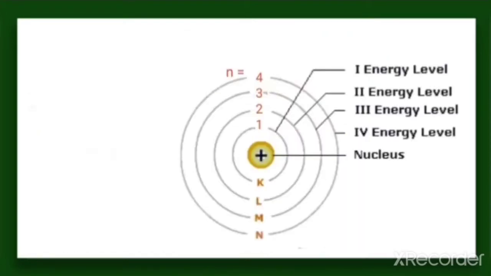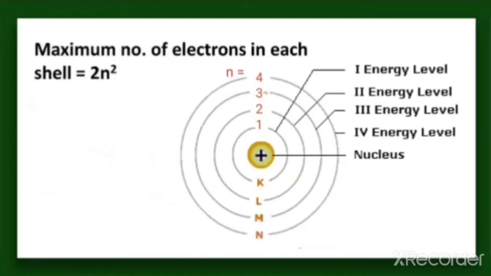Now let us discuss how the electrons are arranged or distributed in different orbits. These orbits are named K, L, M, N, which are also numbered as n equal to 1, n equal to 2, n equal to 3, n equal to 4 respectively. While filling the electrons, that is, during the making of an atomic structure, the maximum number of electrons in each shell can be determined by the formula 2n square.